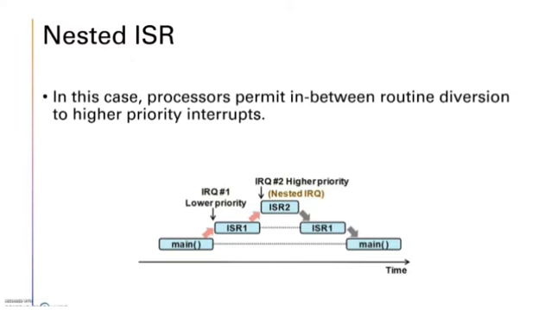So when one interrupt is being processed, another interrupt comes, and then the processor will go and service the other interrupt which has come. This type of occurrence of interrupts or interrupt service routines is called nested ISRs.